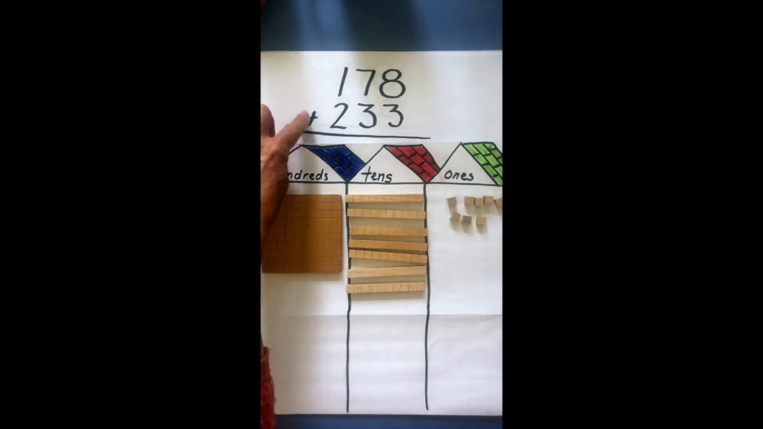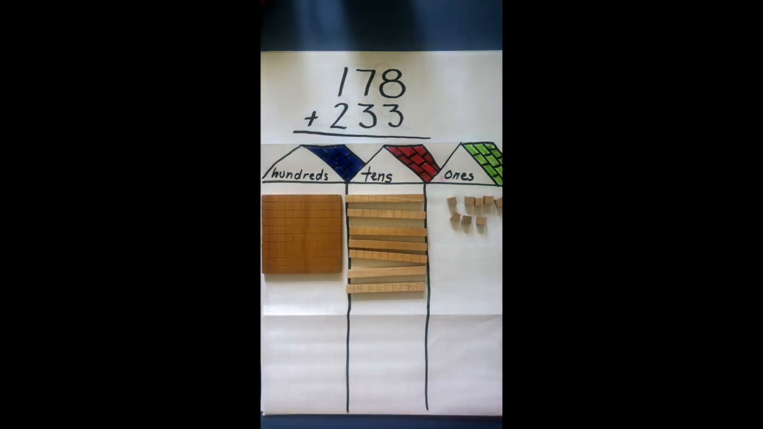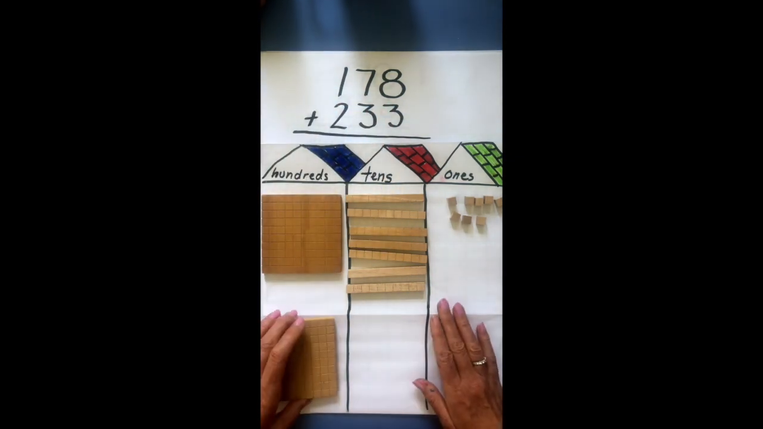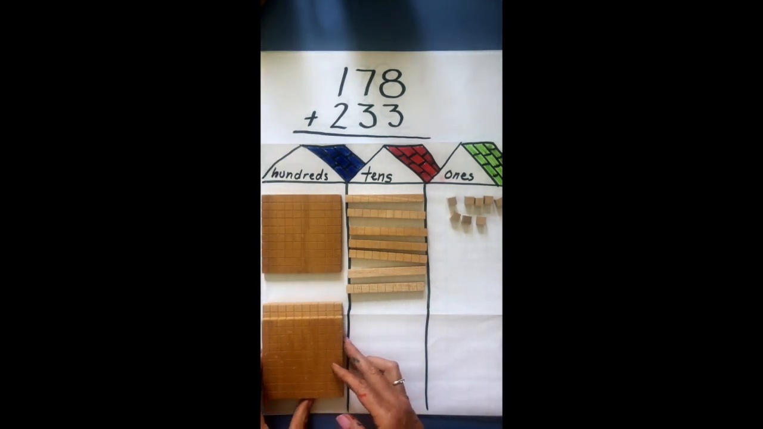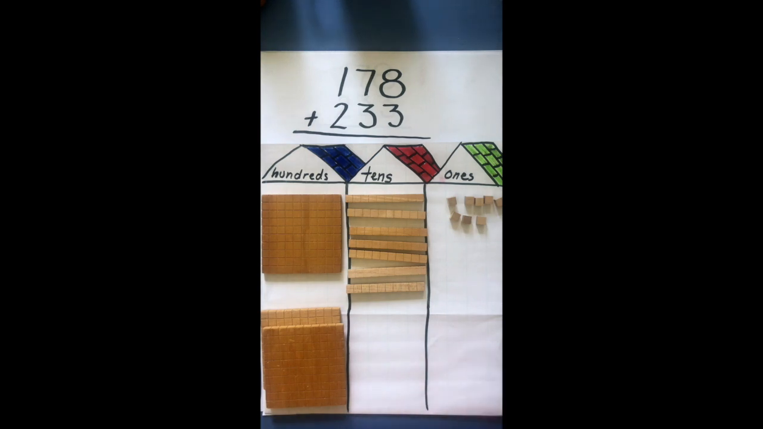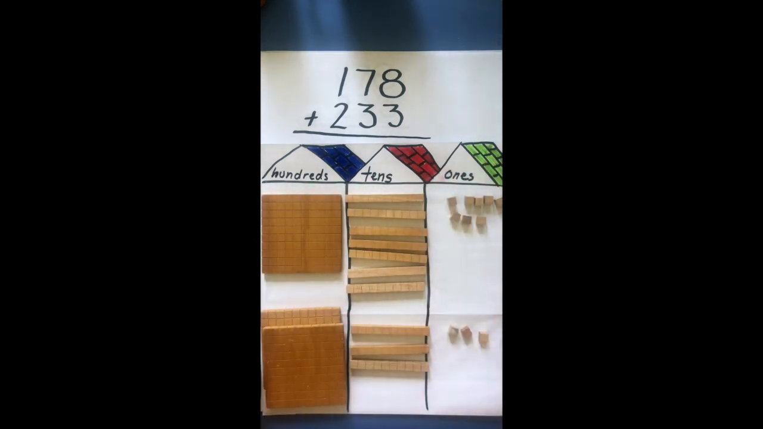Now with this problem, it's adding, and they want me to add that number 178 to 233. So down below here, I try to keep these separate. I'm going to do 230 and 3. The reason why I keep it separate is so I see that I have 2 different numbers, one here and one here.